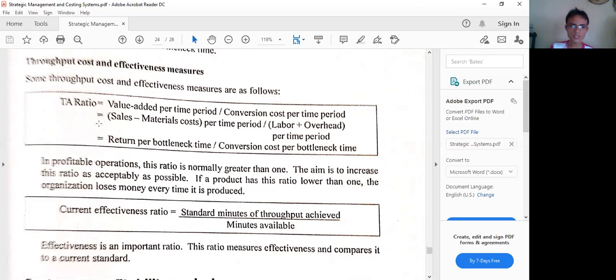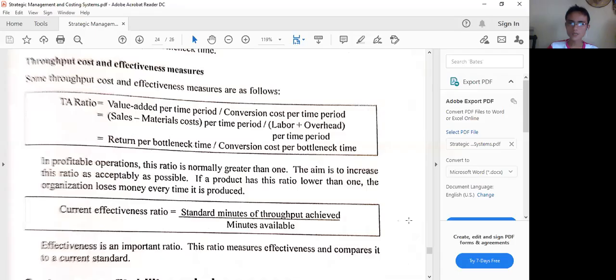So for the TA ratio, that would be the value added per time period divided by the conversion cost per time period. So you have here the throughput, the return per bottleneck time divided by the conversion cost. So what is being derived here is that we would like to know what really is the return over the costs incurred in order to finish the throughput.